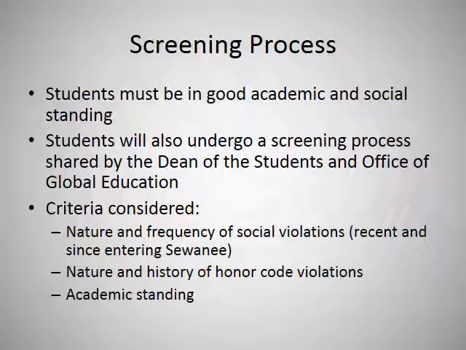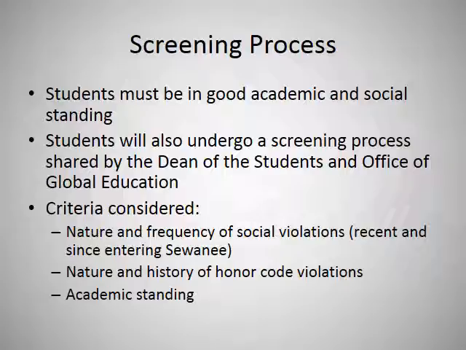So again, we look at social violations that may have occurred and the honor code violations that may have occurred as well. I'll briefly describe how we go through this process. There's a database that Sewanee keeps on any kinds of social infractions, and then we also ask for information about any potential honor code violations that have occurred for a particular student. When we do this, we are not looking for a single instance that will bar a student necessarily from going abroad.